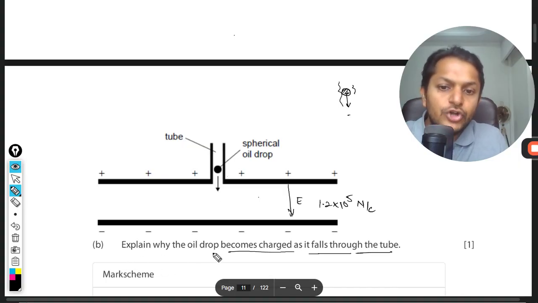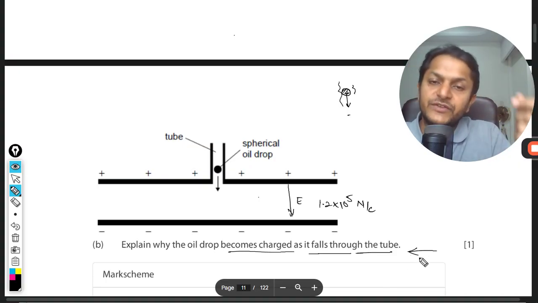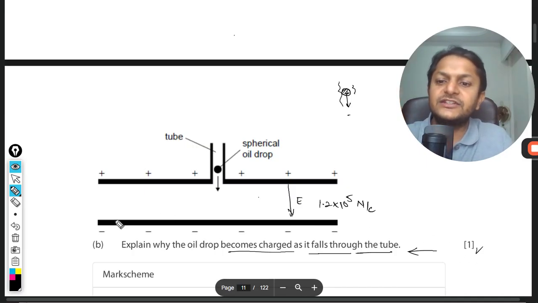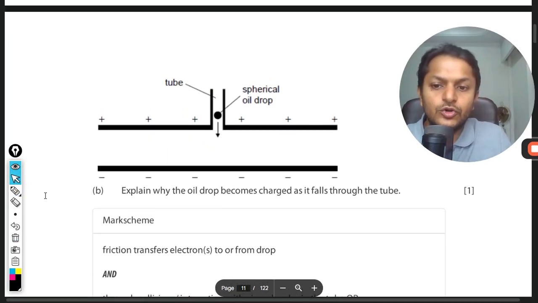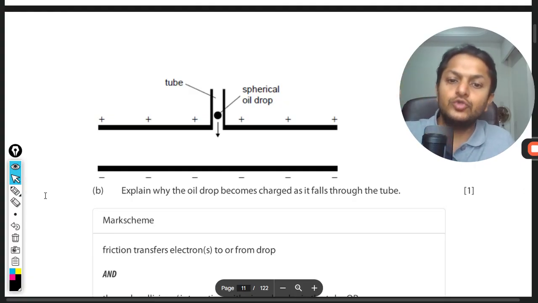Explain why the oil drop becomes charged if it falls through the tube. So we have explained it: because there is friction between the drop and the air, and because of the frictional electricity, the electrons are getting transferred from one medium to another, thereby charging the oil drop. So it's a one mark question. You can just write one single line, one single point there, and that should give you the exact score. Like, the friction transfers electrons from or to the drop.